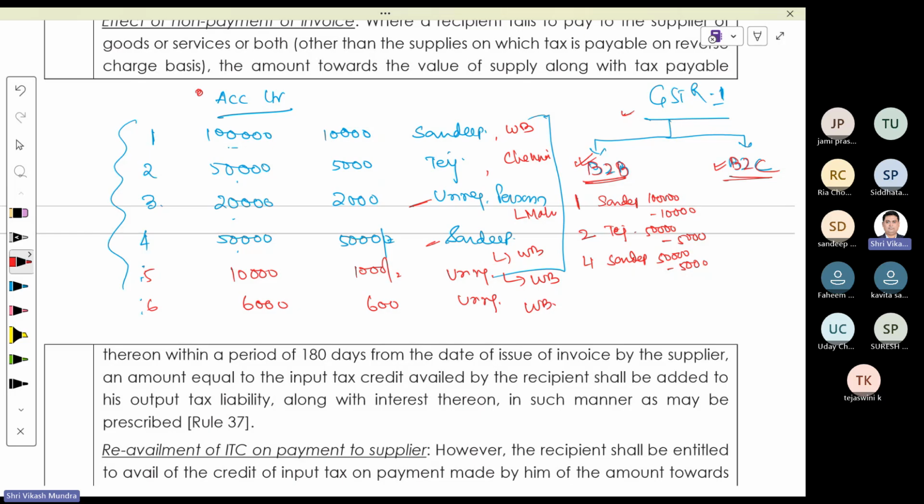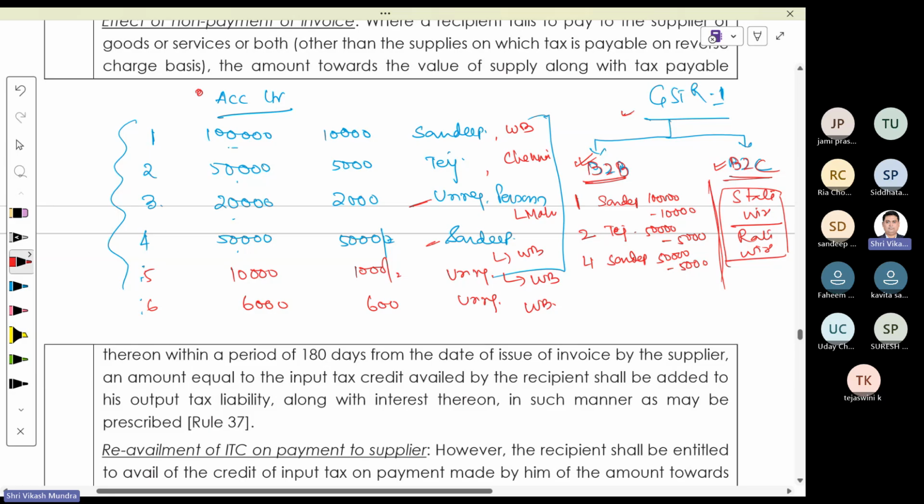In case of a B2B transaction, ACC Limited will report invoice number 1 issued to Mr. Sandeep, tax is 10,000, value is 1 lakh. Invoice number 2 issued to Tejaswini for 50,000, tax is 5,000. Invoice number 4 to Sandeep, 50,000, 5,000, and so on. Is it clear? In respect of B2C transactions, ACC will report state-wise and rate-wise consolidated data.